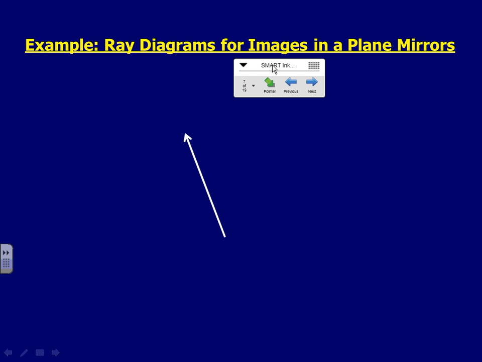So here's what we call the object. I'm going to just put a big O above it. And in the lab, you guys did object 1 and object 2. I'm just going to call it O, the object. And we want to find I, the image.